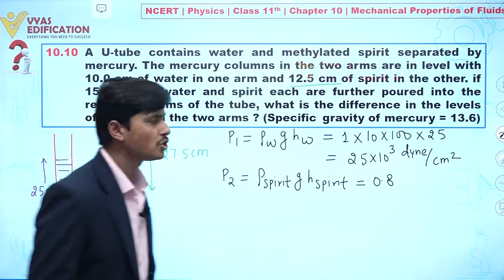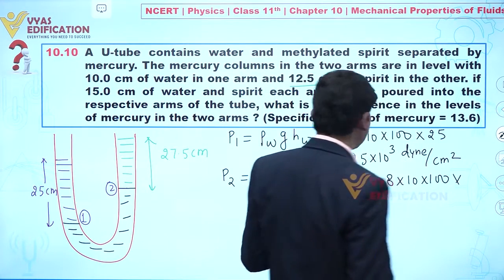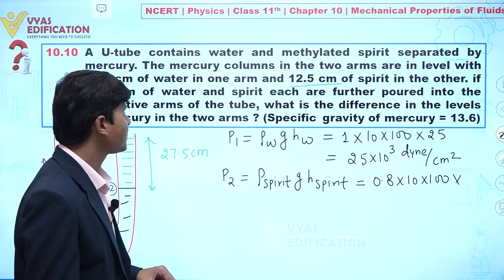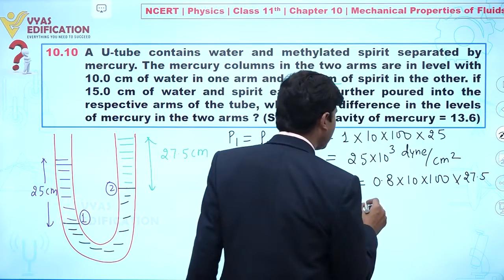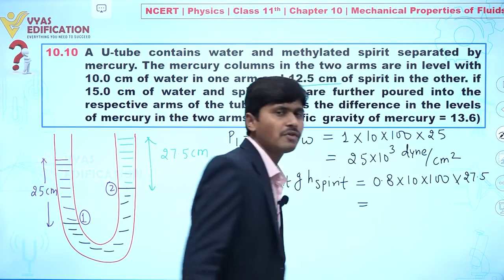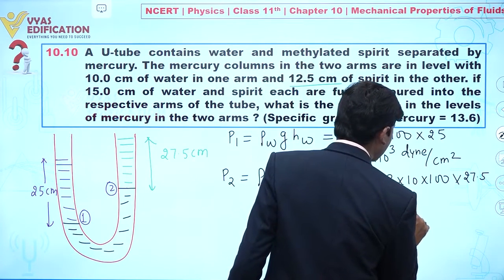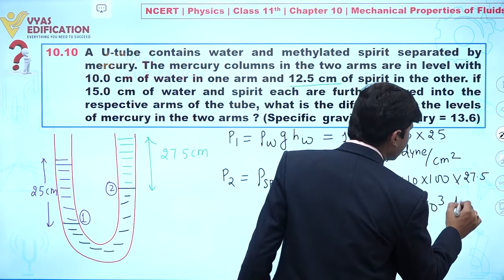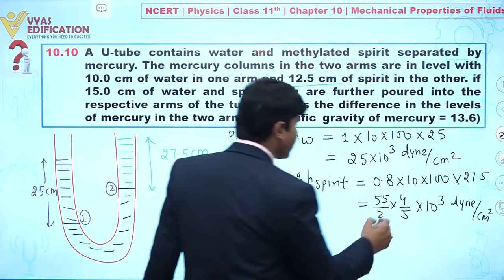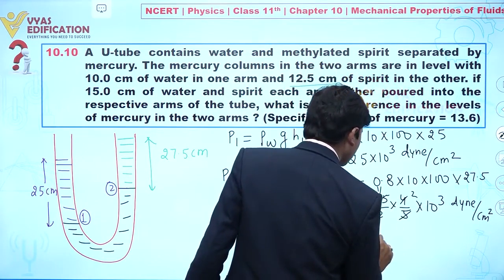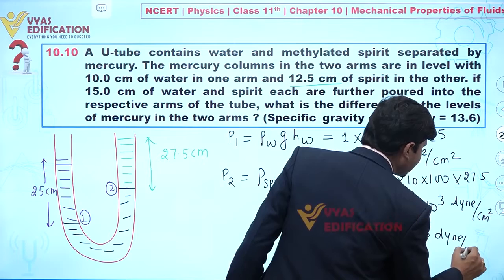I am taking this as 0.8 and multiplying with 10 into 100, and multiplying with the height of spirit. The height of spirit is given as 27.5, which means 55 by 2. So I can say this is 4 by 5 into 10 to the power 3, also dyne per centimeter square. From here we can cancel, this is 2 and this one is 11. So we can write like this, 22 into 10 to the power 3 dyne per centimeter square.